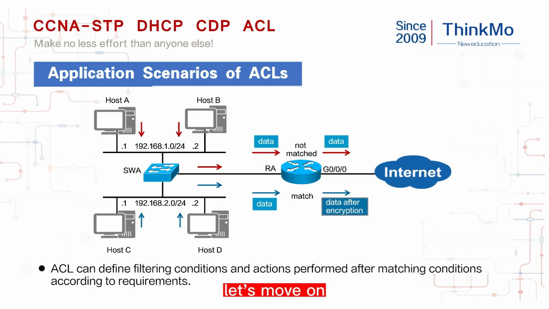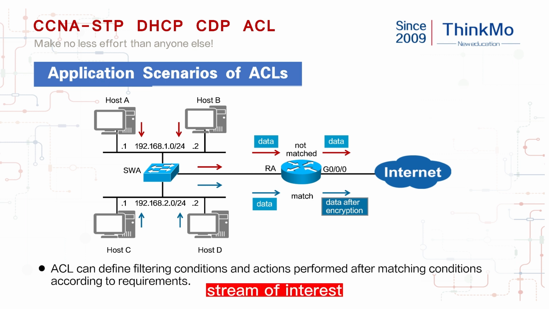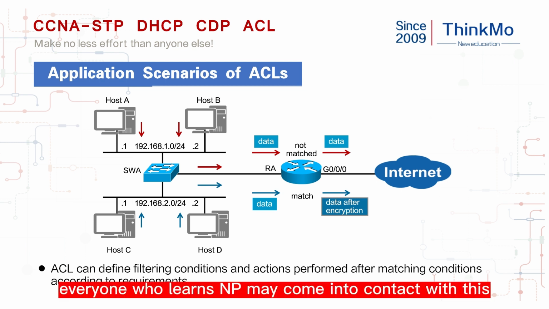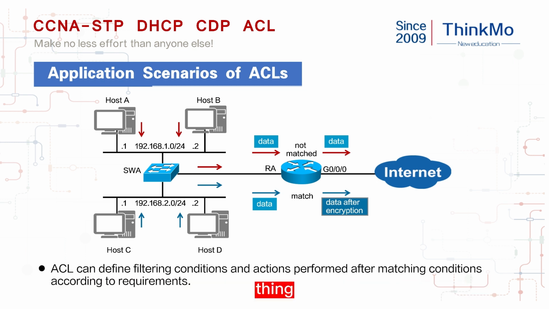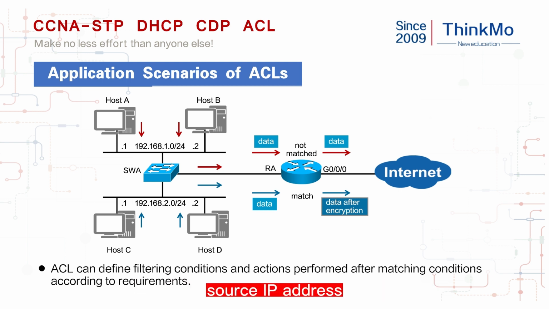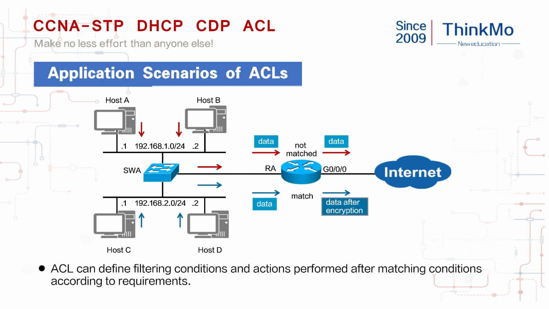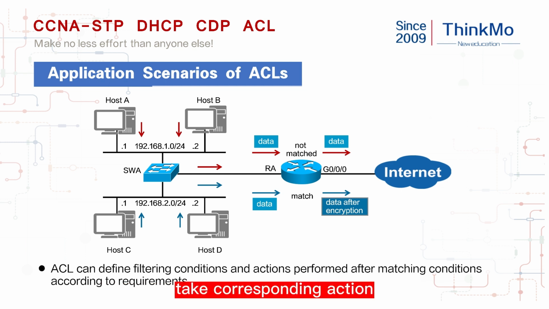Okay, let's move on. This is another application scenario, traffic of interest. In the future, everyone who learns NP may come into contact with this. Let me introduce it. Now the data can be matched according to the source IP address. For example, now the data is sent from this device interface. Then I can match the data and take the corresponding action.